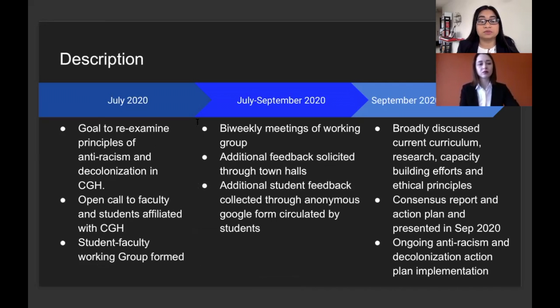In July 2020, our Center for Global Health had a goal to re-examine the principles of anti-colonialism and anti-racism. There was an open call to faculty and students to get involved, and a Student-Faculty Working Group met bi-weekly for about 3 months. Additional feedback was solicited through town halls and anonymous surveys. We broadly looked at content, current curriculum, research, capacity building, and ethics. Our consensus report and action plan was presented in September. And from then to now, there's been ongoing anti-racism and decolonization action plan implementation.